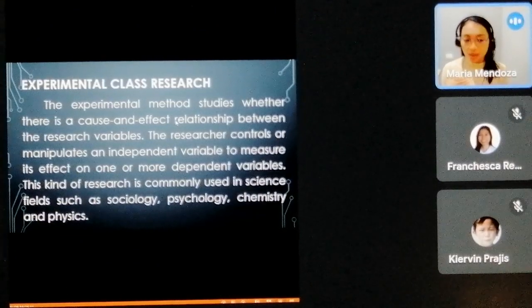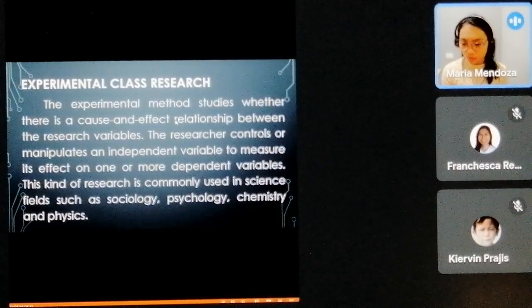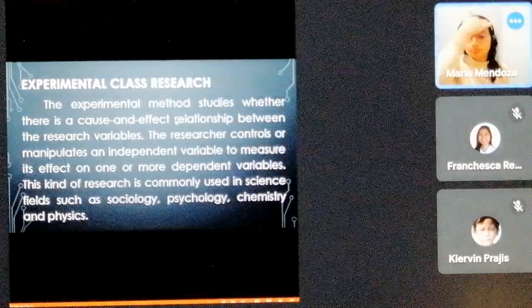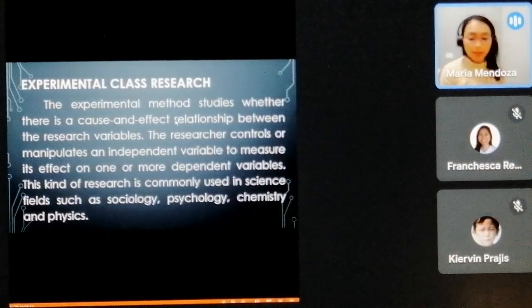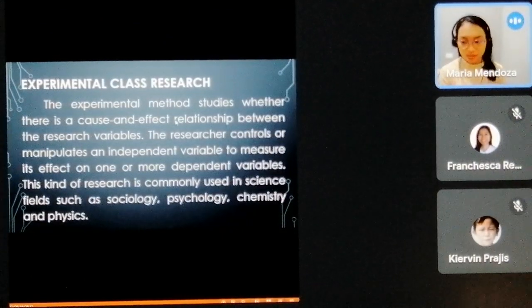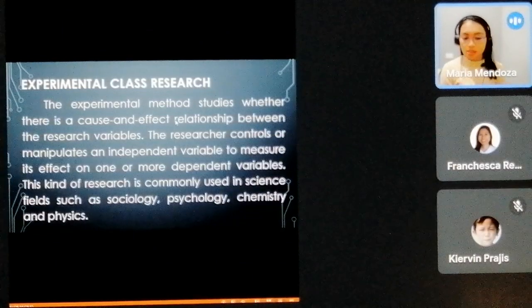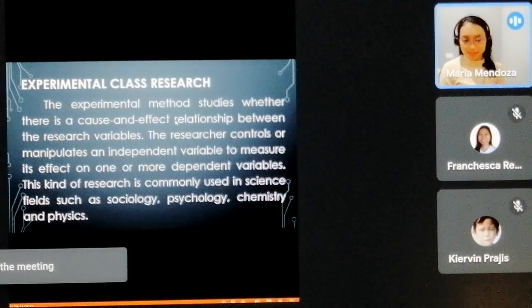As a researcher, minanipulate ko yung cause. What is the cause? The Mentos. Okay? Ginawasan ko yung amount ng Mentos. So, the independent variable affects the dependent variable. Umepekto pa din, pero very minimal effect. Okay? So that is an experiment. So this kind of research is commonly used in sciences such as sociology, psychology, chemistry, and physics. Okay?